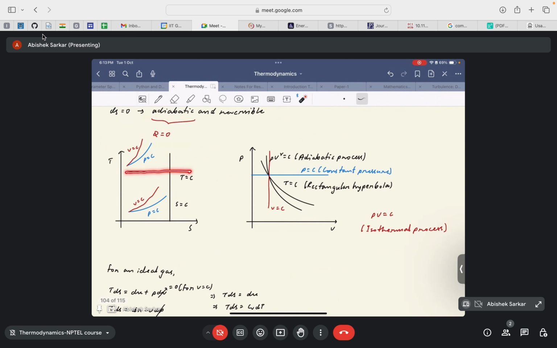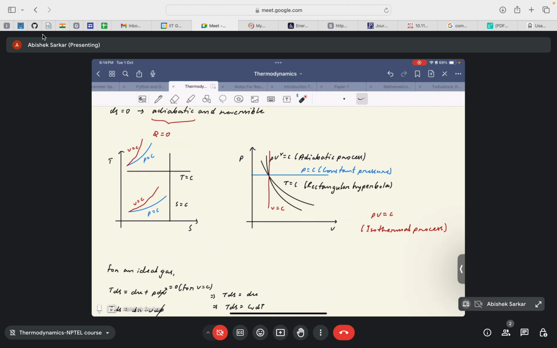Similarly, a constant temperature process, where T equals C, can be represented by a horizontal line in the TS plot. Now if you go back to the PV diagram, the constant temperature curve is actually a rectangular hyperbola, if you recall, right? In a PV diagram, the constant temperature line is a rectangular hyperbola.